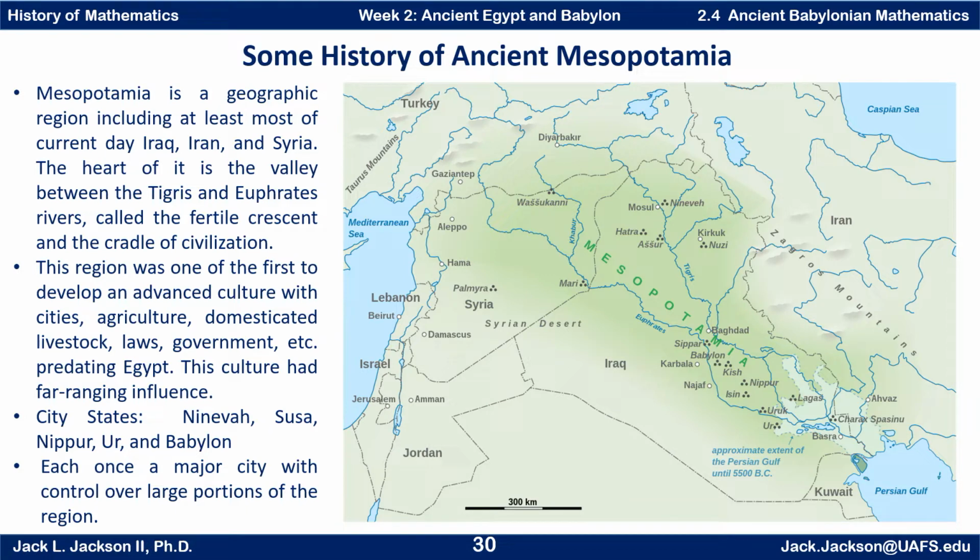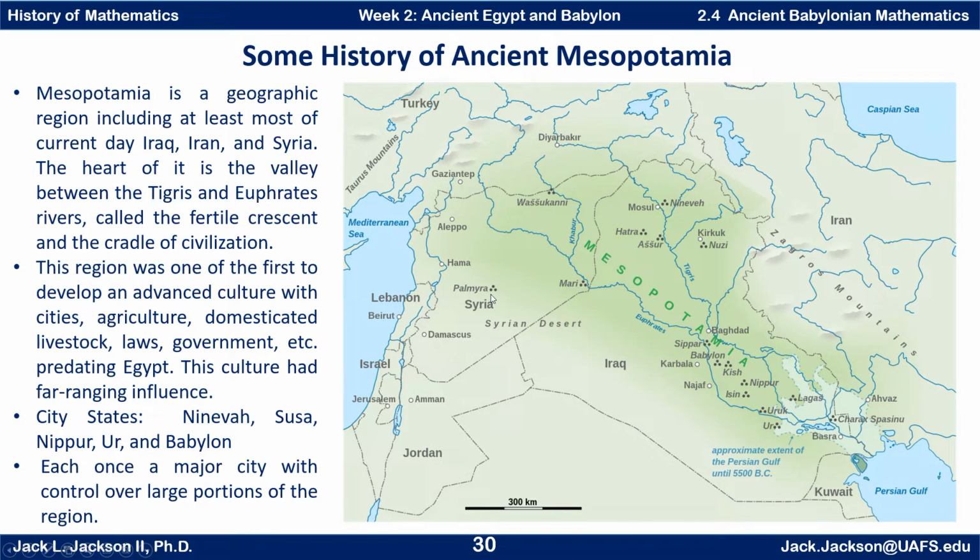And that's because the region was the first, actually, to develop an advanced culture with things like cities, agriculture, domesticated livestock, government laws, and so forth, predating, for example, the culture in Egypt, which of course is found just off of this map to the lower left here.